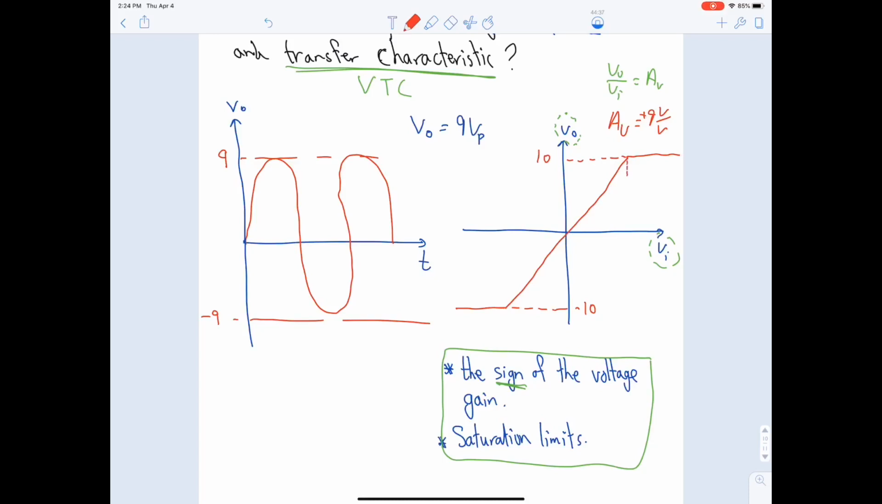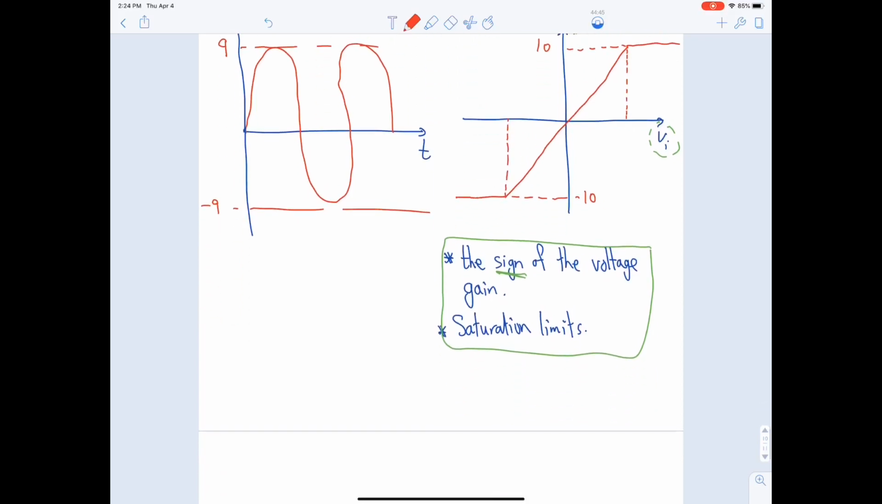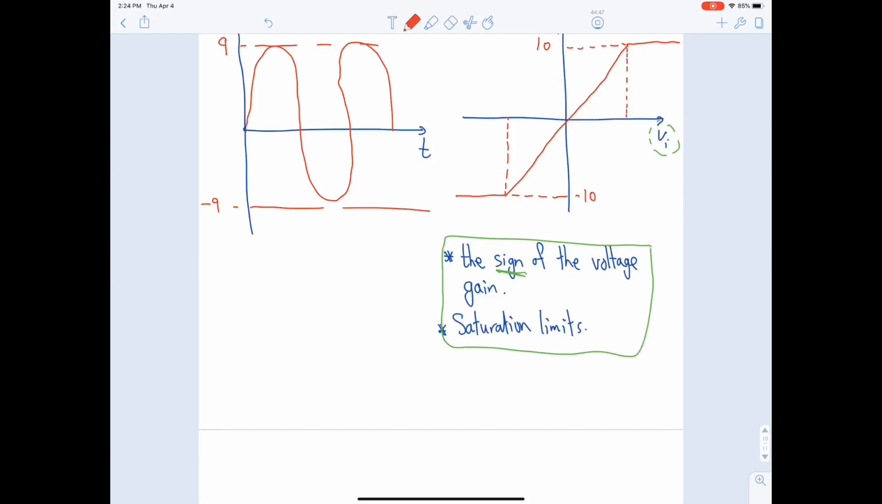At what value of V input do you reach the saturation limit? We need to figure this out. How do we figure it out? Simple. We say if V output is equal to 10 volt, what is V input? We say AV is equal to VO over V input. AV is 9, V output is 10, and we need to figure out V input. V input is 10 divided by 9.